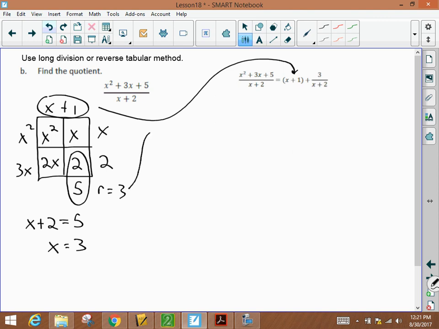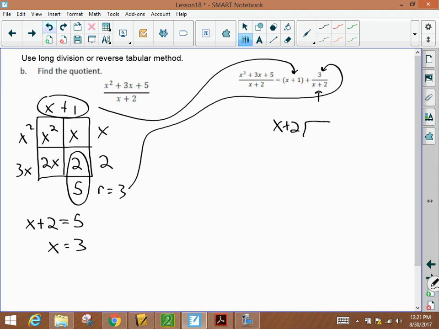So there's my remainder. And then I just keep my divisor in the bottom right here, okay? And you'll see that pattern form as we go through this. All right, let's do some polynomial long division because it's awesome. Okay, here we go. It's very powerful.